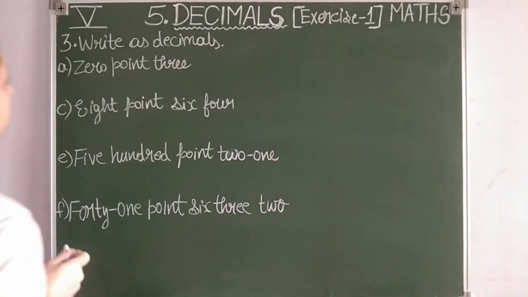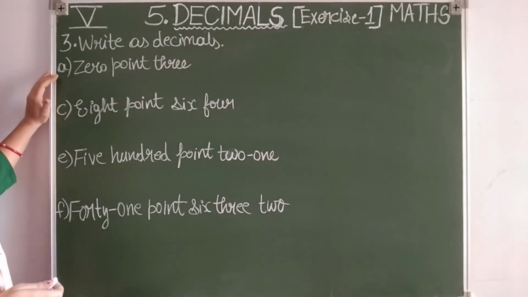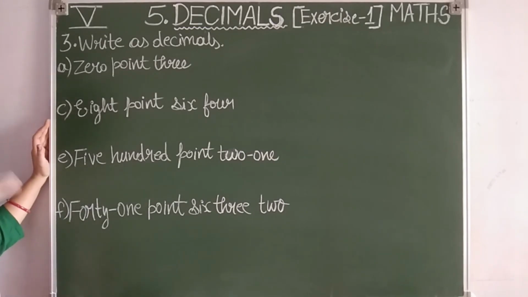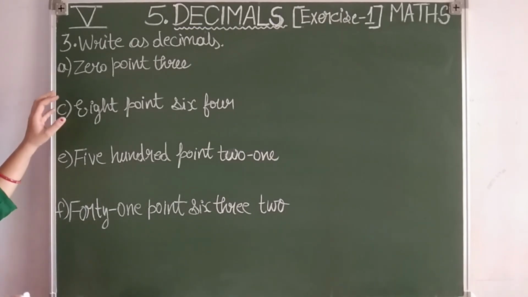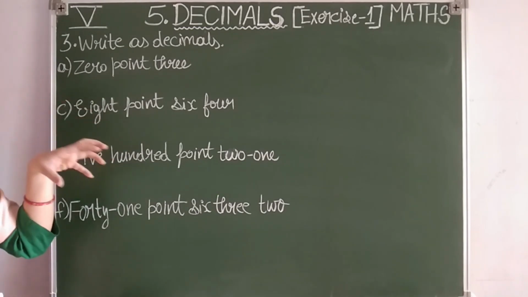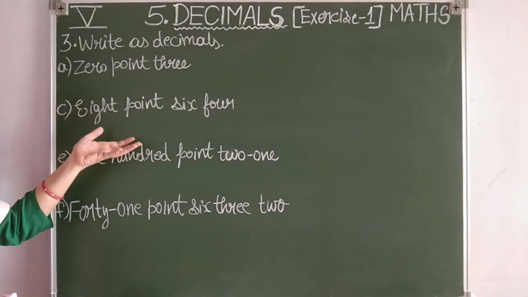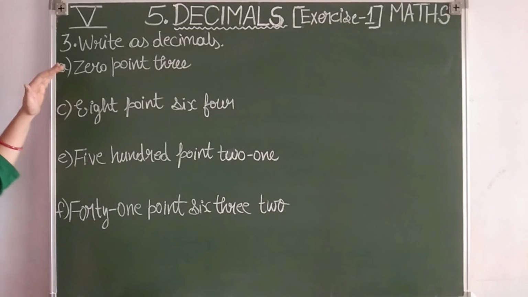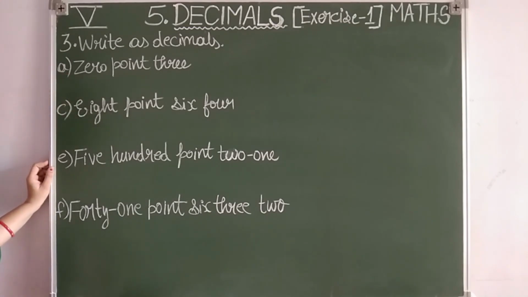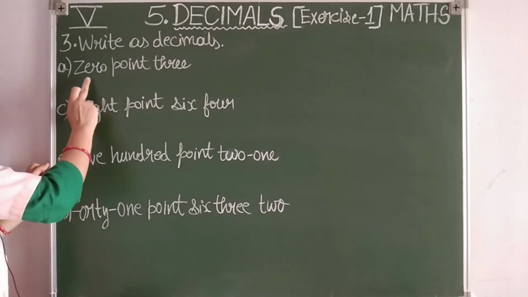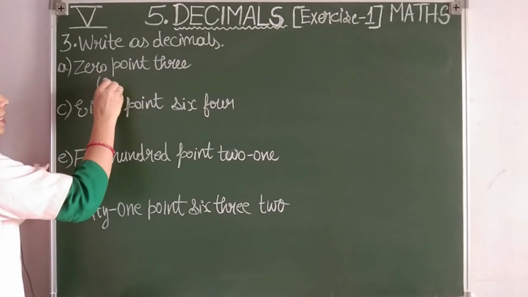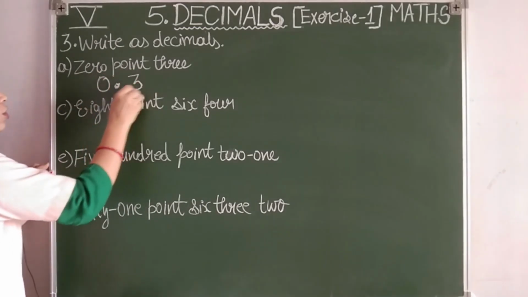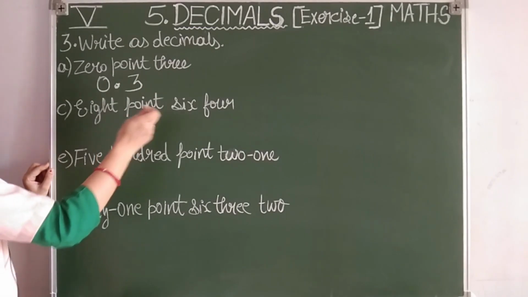Okay, students, question number 3, write as decimals. Here, just the opposite of question 2 you have to do. Means in question number 2 we have seen that numbers were given. We have written them as words. Now here words are given and you have to write as decimals. Let us see 0.3. Simply 0.3 is your answer.